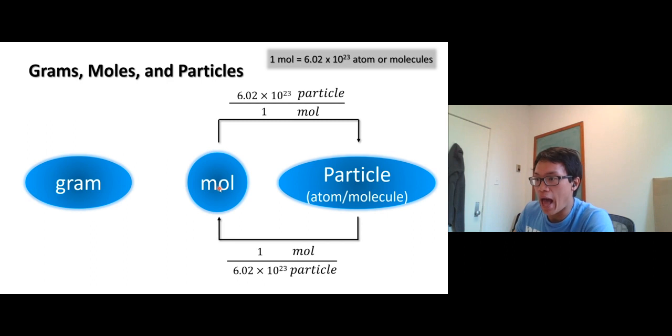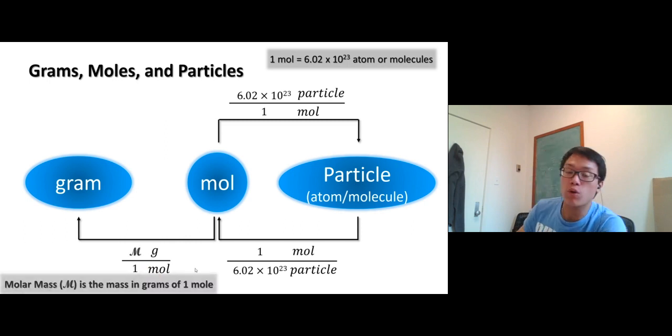Now from moles you can go to particles, and from moles you can go to grams. Let's say you have a mole. How do you convert that to grams? What is the relationship between mole and gram? The molecular weight, or molar mass. So if you have a mole, I'm going to times this number with grams per mole. Put moles at the bottom, so the moles will cancel out. The molar mass is the mass in grams of one mole by definition.